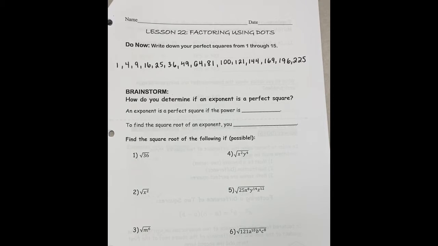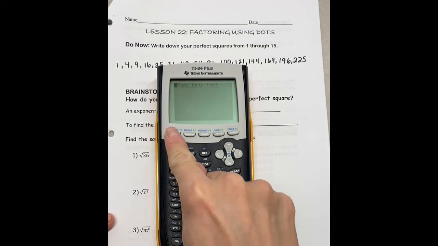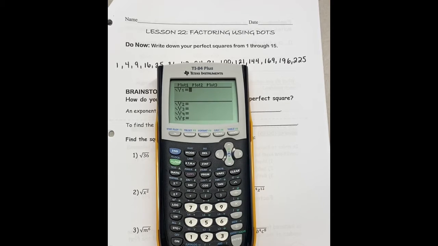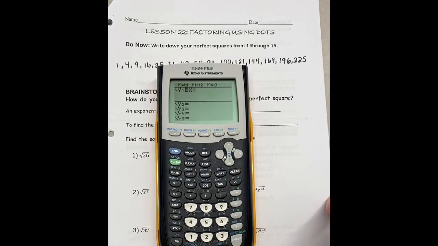So here we have our perfect squares. Now remember, there's a trick in the calculator if you want to find your perfect squares. So here I have my calculator. We're going to go to y equals, clear out anything there. Then we're going to click x squared. And how we get the x is the button next to the alpha there. X. And then to square something, we click that button with the squared.